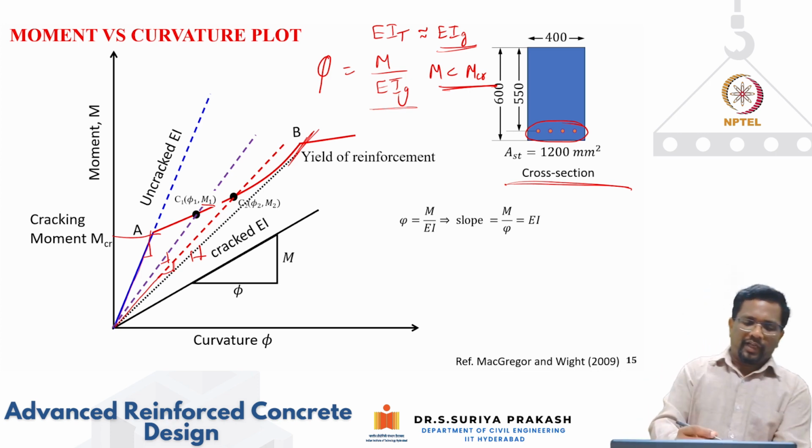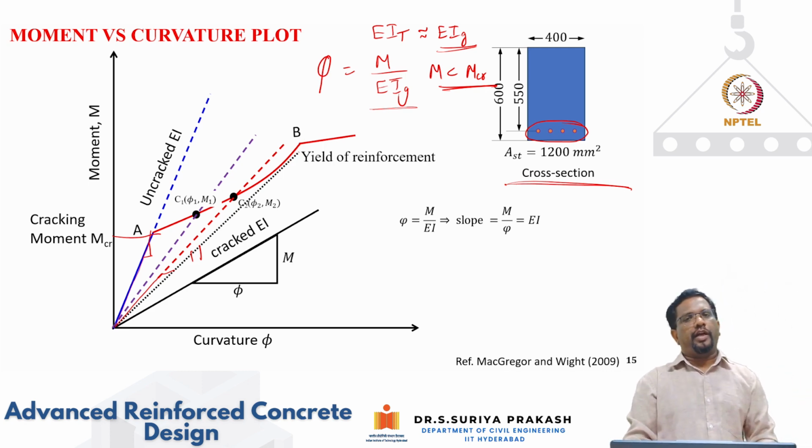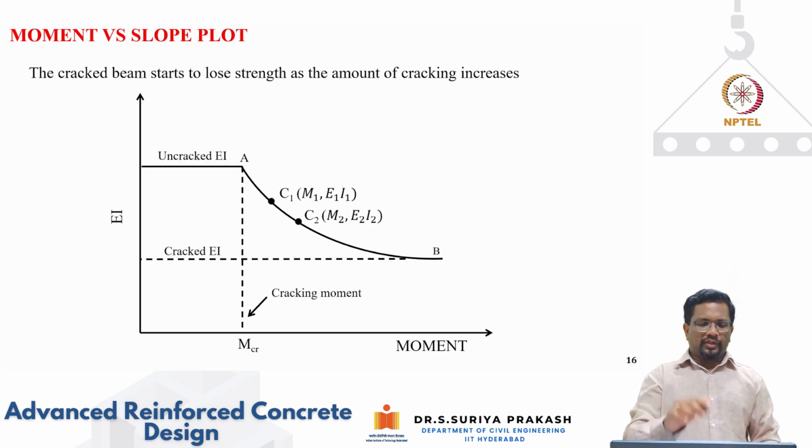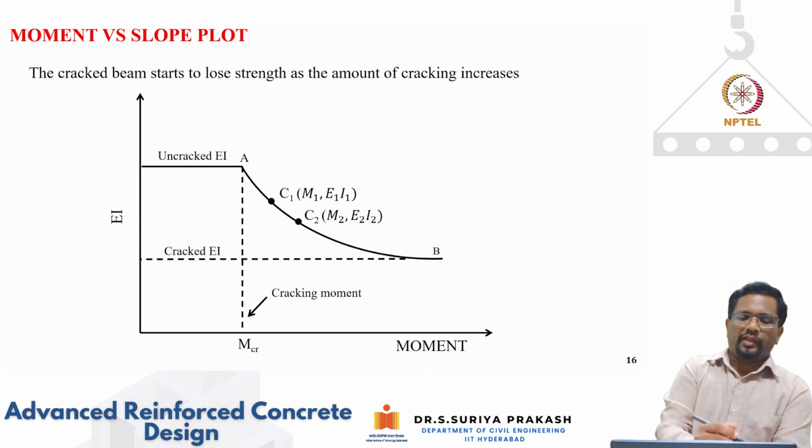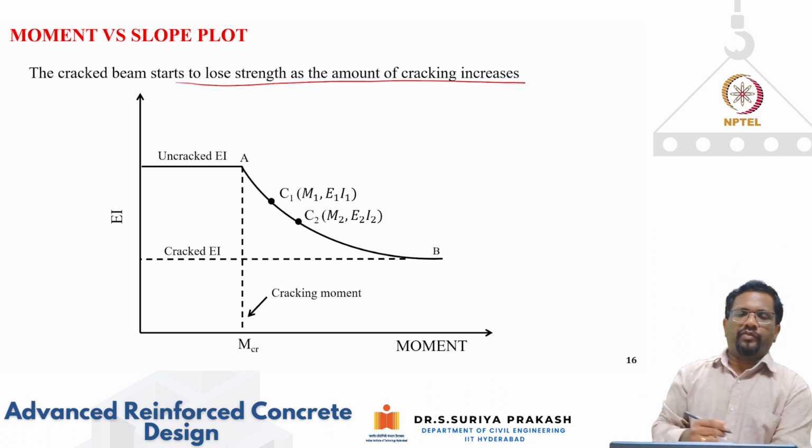So your actual flexural rigidity, whereas the slope of M by I, is going to be somewhere in between that of what we are going to have between uncracked and cracked flexural rigidity, right? So that is what we're going to see. This is another form of representing it. So the cracked beam is going to start losing its strength as the amount of cracking increases.